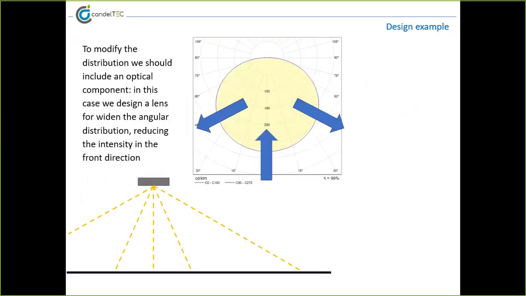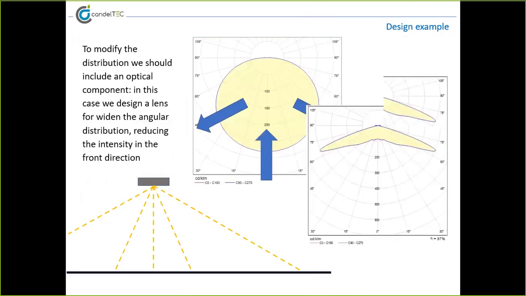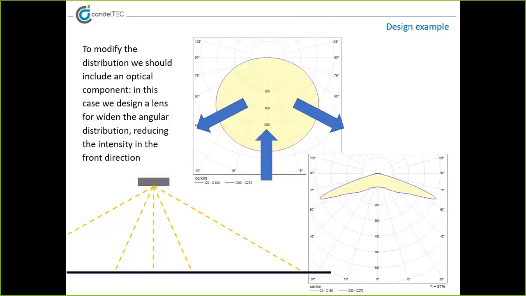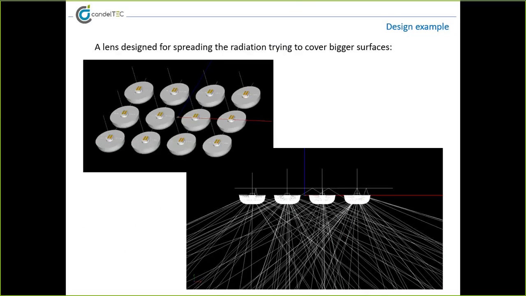In this case, we have a Lambertian distribution, which has similar values over a high range of angles. But we are interested in a non-uniform distribution, to have lower values in the front direction and much higher values at big angles, to facilitate a bigger amount of energy reaching longer distances. So we design a lens considering these requirements and perform again the simulation.